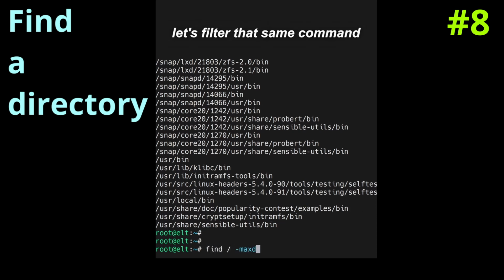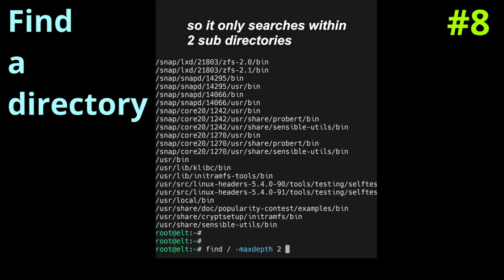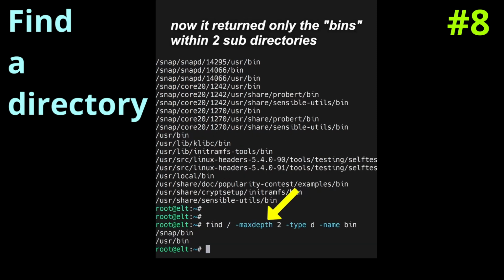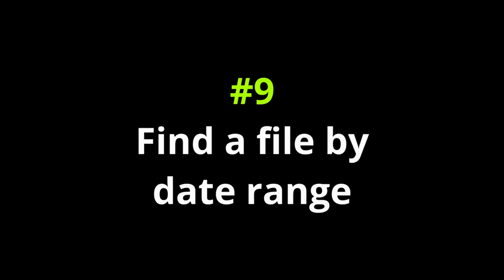Let's filter that same command so it only searches within 2 subdirectories. To do that, use the maxdepth switch. Now it returned only the bins within 2 subdirectories.